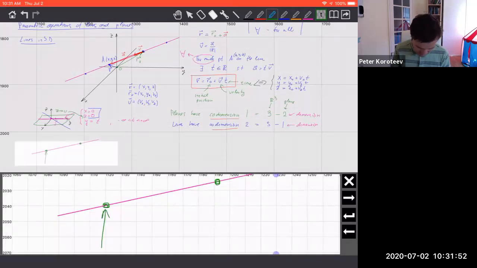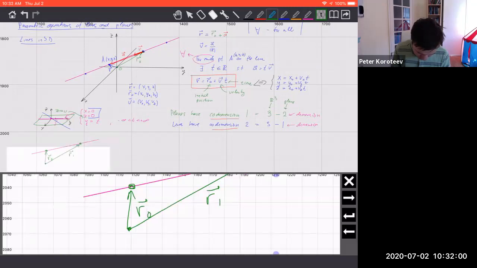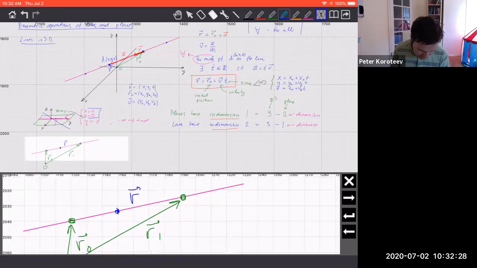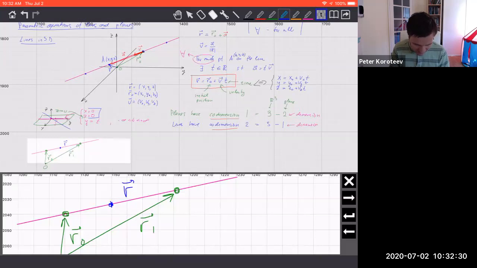One point is, let's say, R0, and this one is R1. And this is the origin of the coordinate system. I'm not going to draw all the vectors. Say we look at the segment between R0 and R1, and there's some point R here, right? There is another way: if you know explicitly the formula for R0 and R1, you can find R like this.